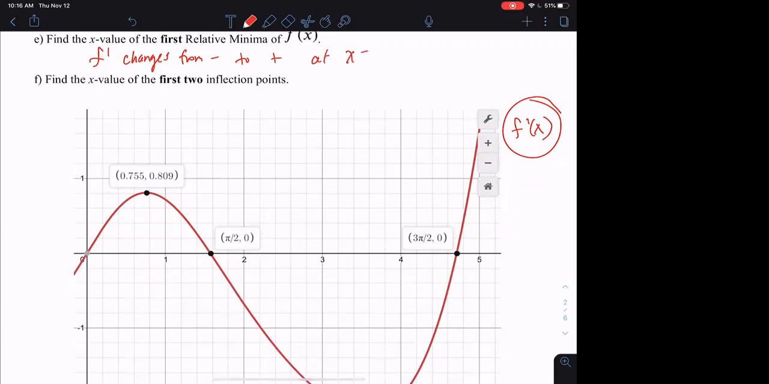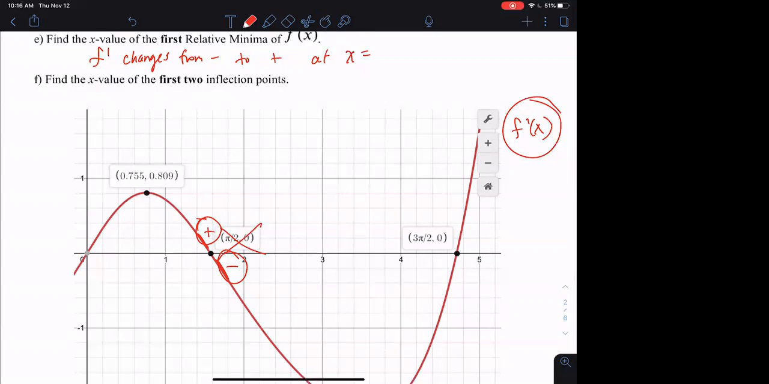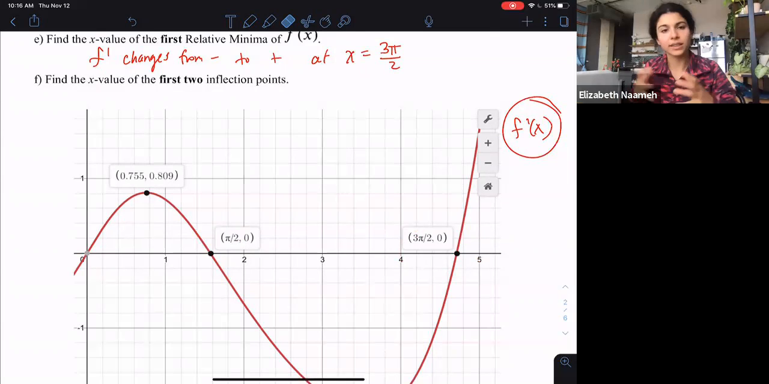Pi over 2. At pi over 2, we're changing from positive to negative, right? So it's not pi over 2. It is 3 pi over 2. Sweet. Cool. So this is like a review, but you're also learning something new here.